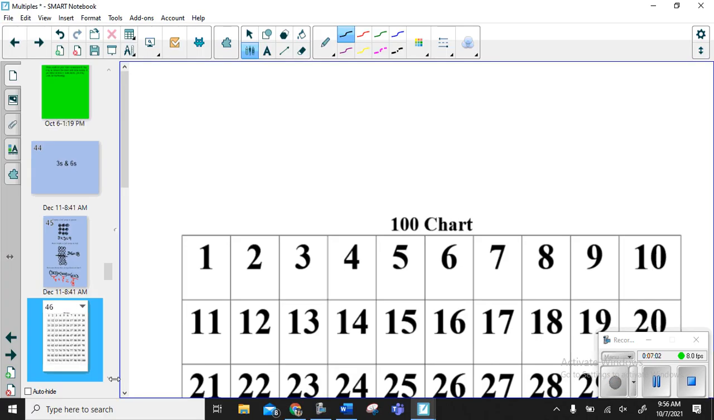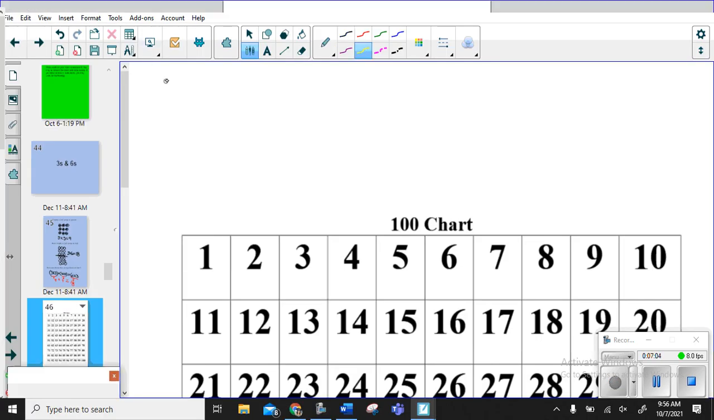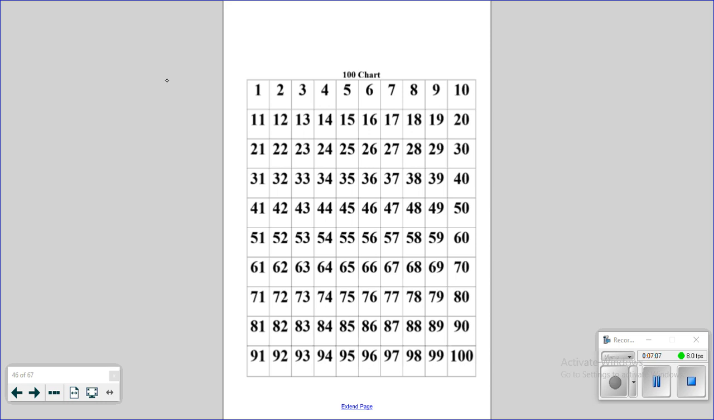Is our 3 times 1. What is 3 times 1? 3. That's a good question. Victor, what is it? 3. Go ahead and color in 3. 3 times 2. What is 3 times 2? Bella? 6. Color in 6. 3 times 3. Jackson? 9. Color in 9.